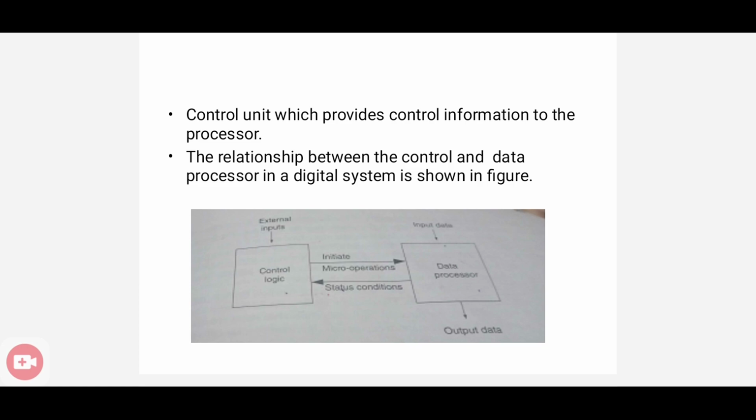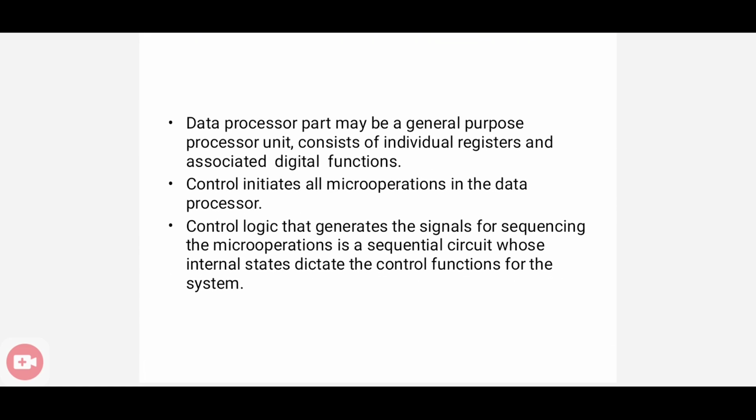The processing is done in the data processor, and it will generate some output data as well as some status conditions. All these status conditions are fed back to the control logic, the control unit. And the control unit can also accept external inputs. So this is the relationship between a control unit and a data processing unit. Next we can move on to control organizations. But before that, this is the explanation.